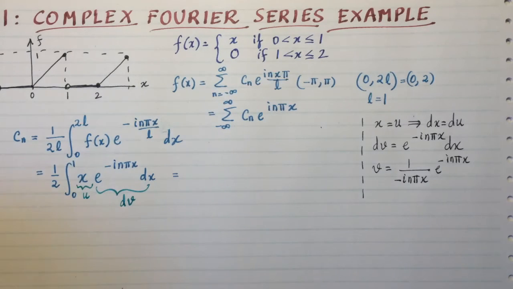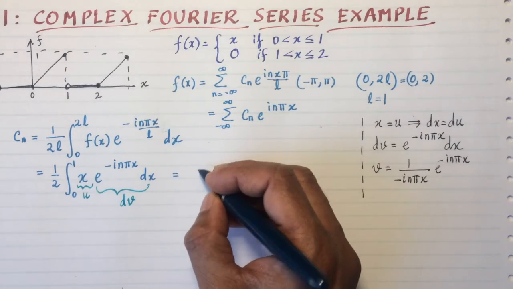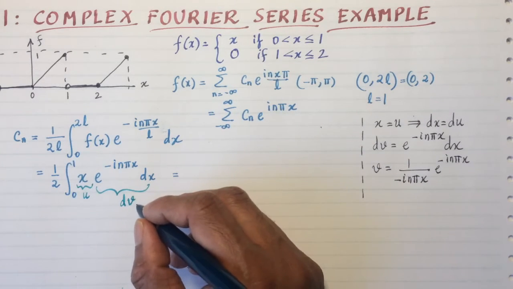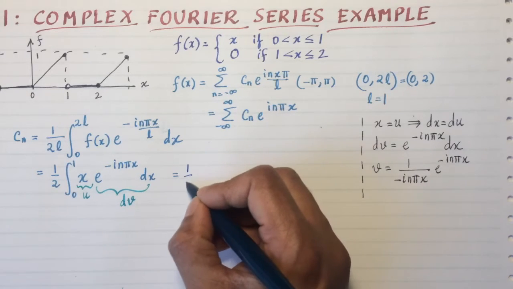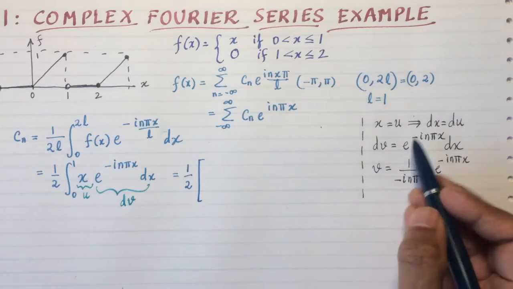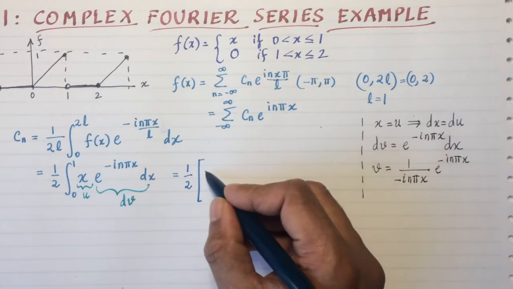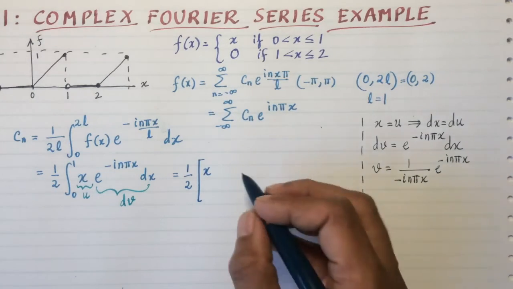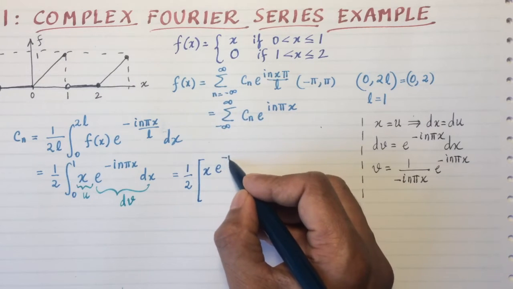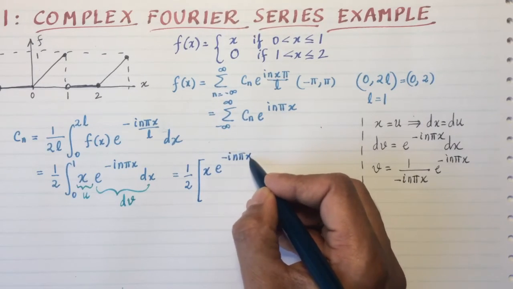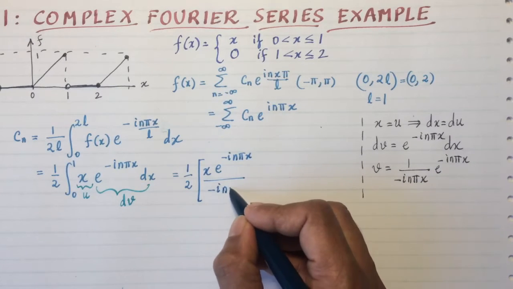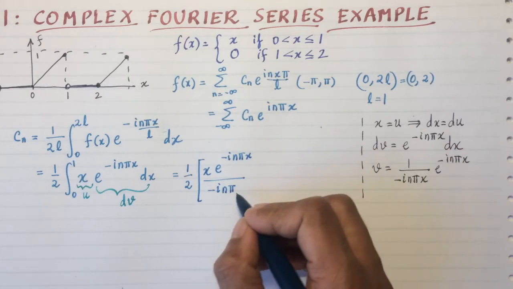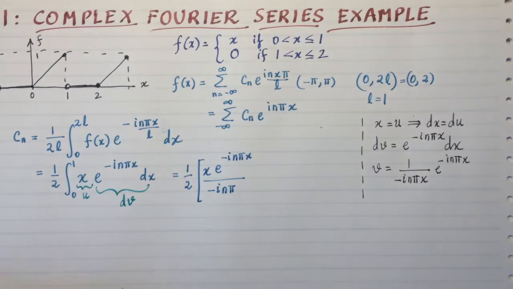So I can substitute that for my integration by parts. u dv is uv minus the integral of v du. So keeping the half outside, u is just x, v is all of this, so x e to the minus i n pi x divided by negative i n pi. There's no x over here, it's just negative i n pi.